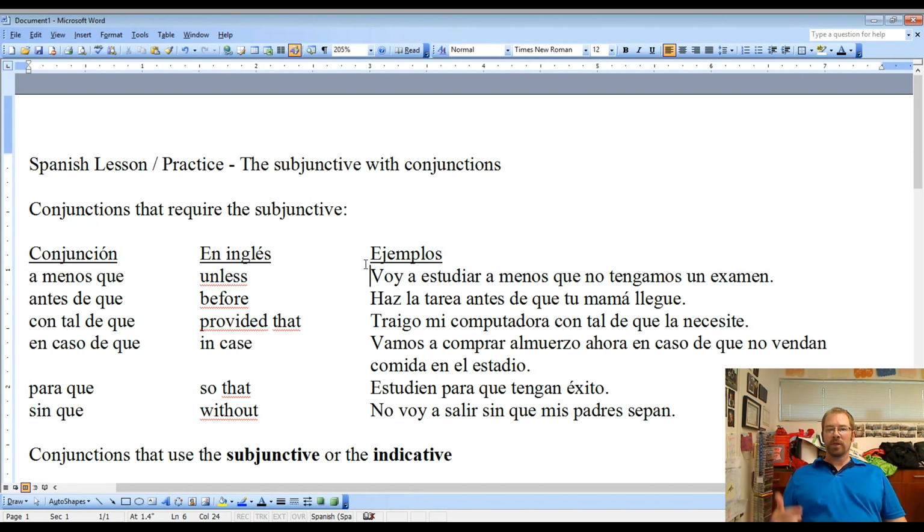So I'm telling you, do the homework before your mom arrives. There's a lot of doubt there because I don't know, A, if you're going to do the homework just because I told you to do it, and B, I don't know when or if your mom's going to arrive. So there's a lot of doubt in that one.